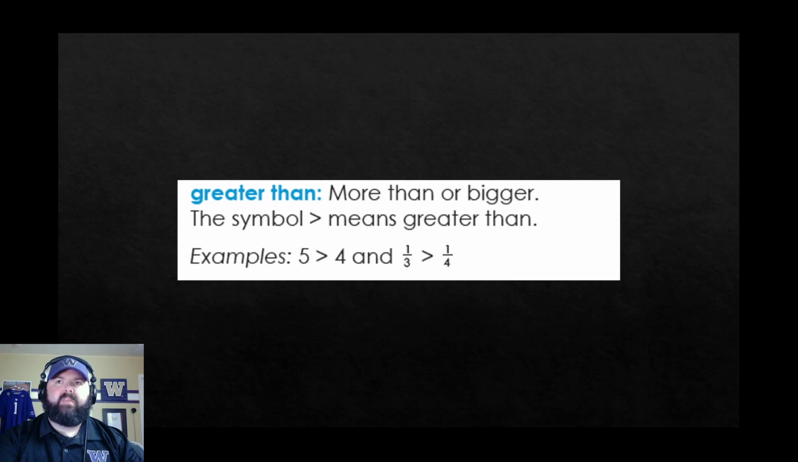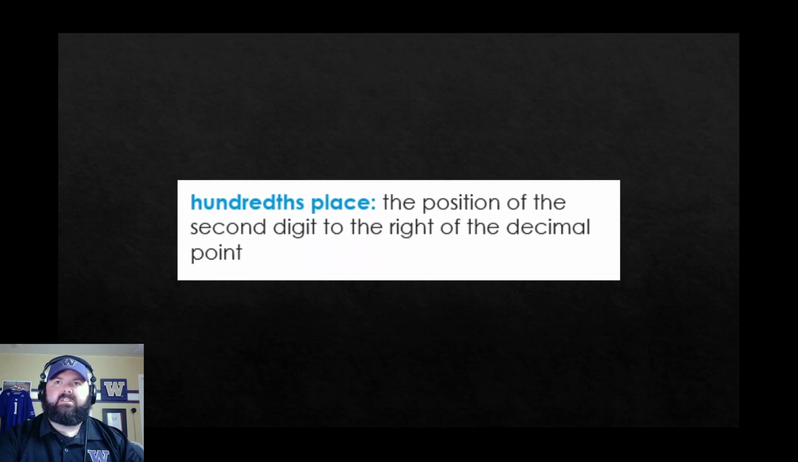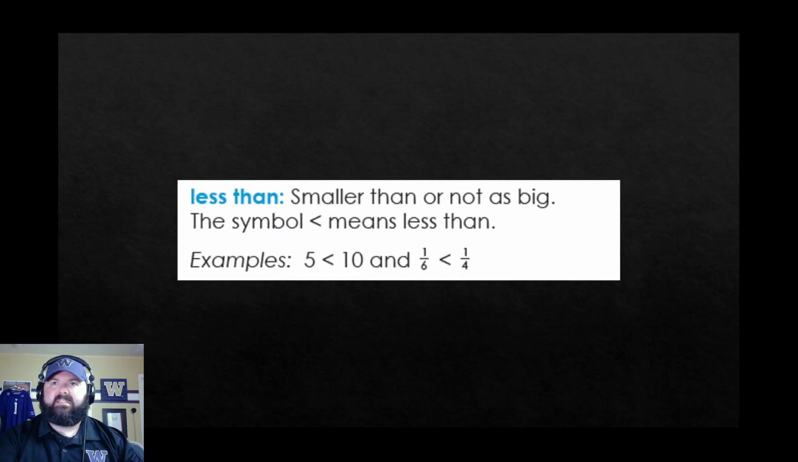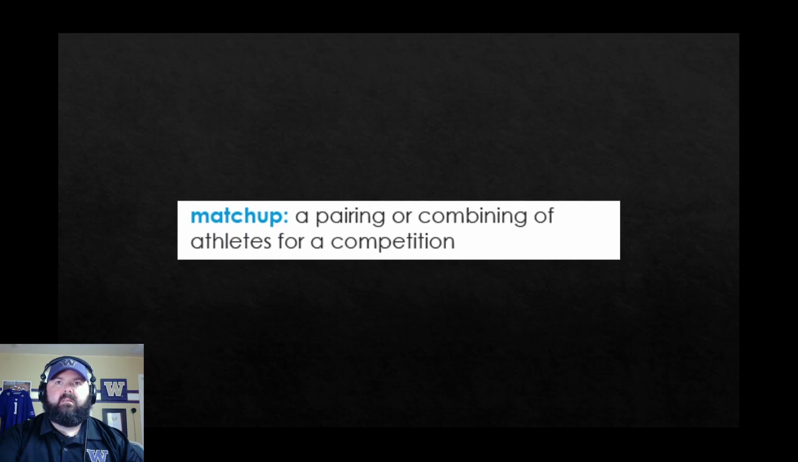Greater than means more than or bigger. The symbol greater than means greater than. So the example is 5 is greater than 4 and 1/3 is greater than 1/4. The hundredths place is the position of the second digit to the right of the decimal point. Less than is smaller than or not as big, and the symbol there means less than. So the example is 5 is less than 10 and 1/6 is less than 1/4. Matchup is a pairing or combining of athletes for a competition.